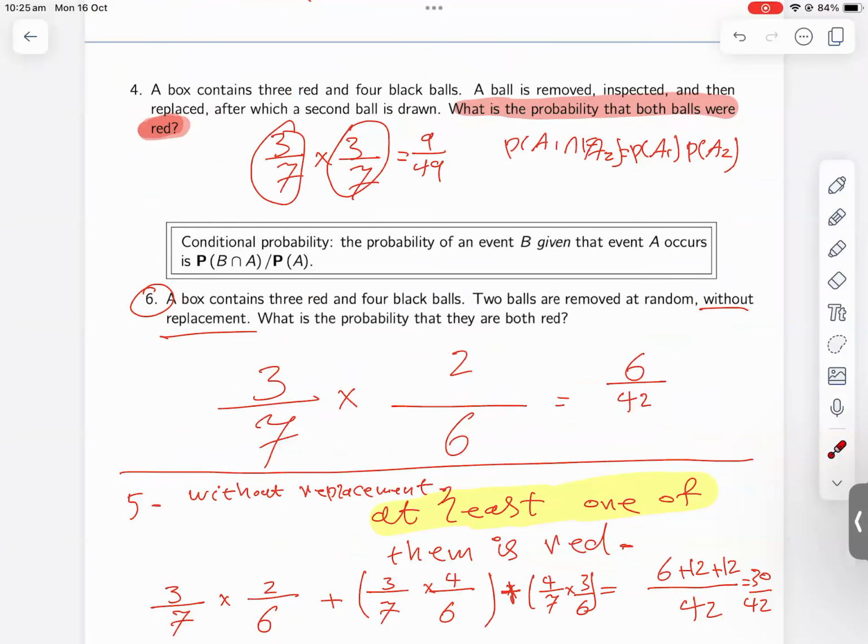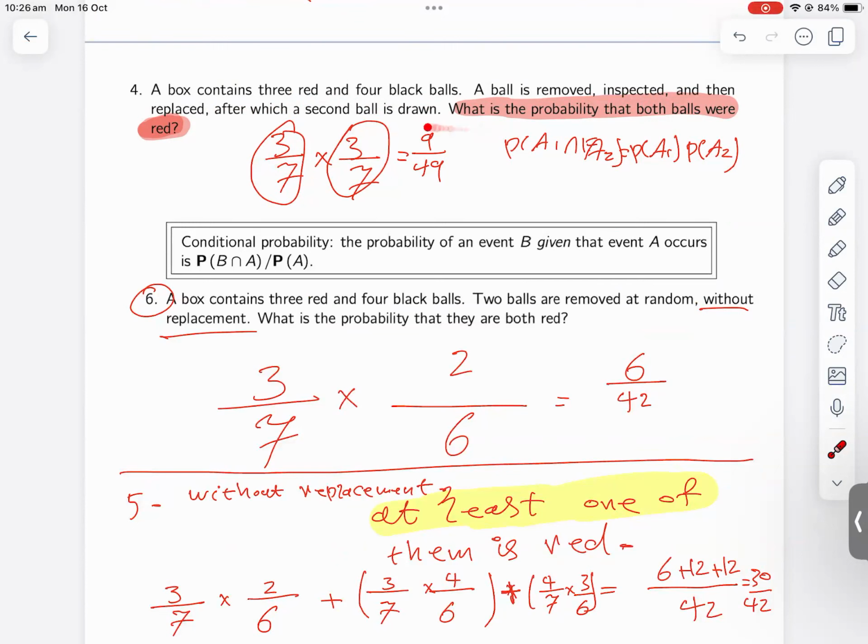Now, let's have a look at this question. A box contains 3 red and 4 black balls. A ball is removed, inspected, and inspected means we see that it is red or black, and then we put it back. And we take the second ball. So what is the probability that both balls were red? So taking one ball, put it back, and do another one. So these two are independent. The first ball and second ball are independent.